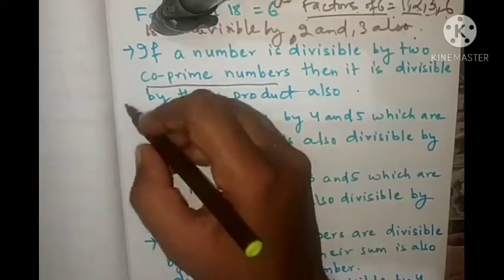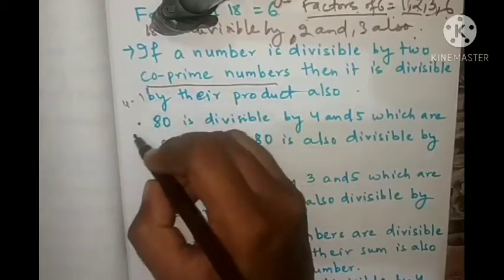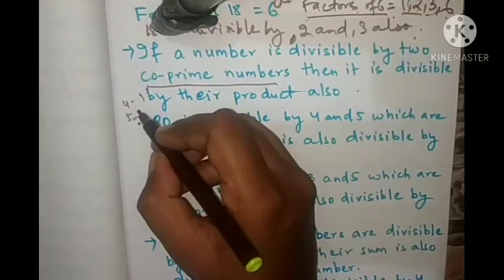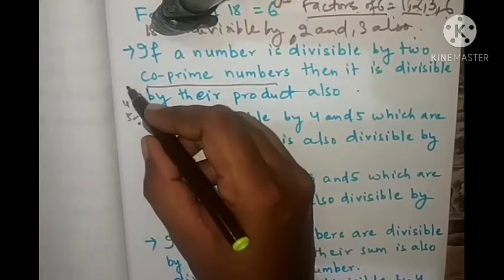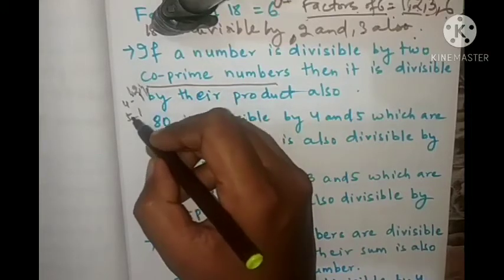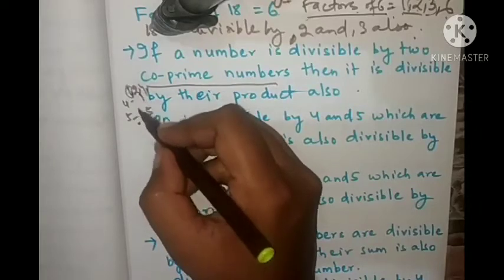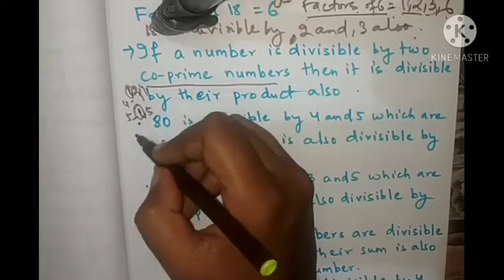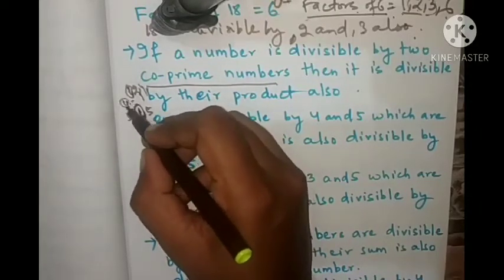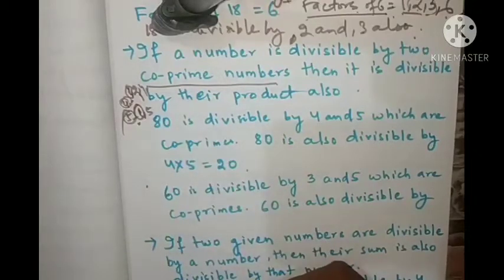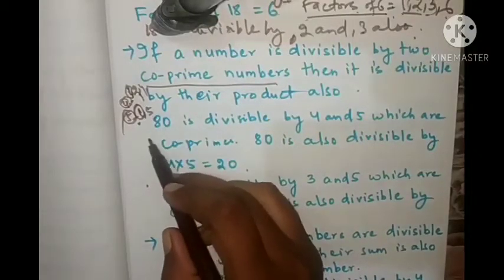Like 4 and 5. The factors of 4 are 1, 2, 4. The factors of 5 are 1, 5. So their common factor is what? 1. That's why these two are co-prime numbers. Okay, so here see the example.